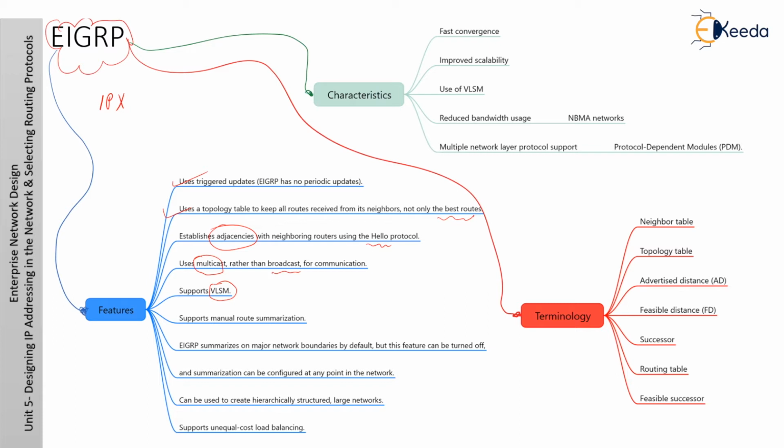It supports manual route summarization. EIGRP summarizes on major network boundaries by default, but this feature can be turned off, and summarization can be configured at any point in the network. It can be used to create hierarchical structured large networks, and it supports unequal cost load balancing.